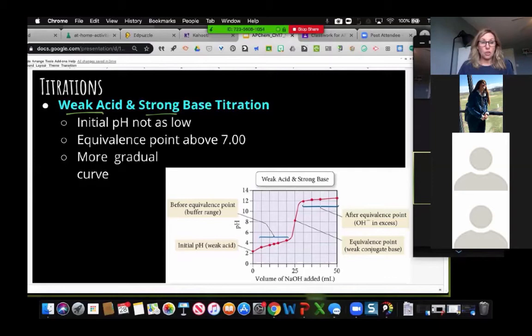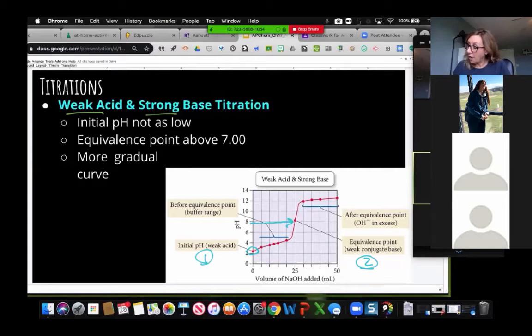There's three things that you're going to look for. Initial pH is not as low. On that last graph, the initial pH was below 2. On a weak acid, strong base, the pH is going to be between 2 and 4 usually. The second thing you're going to look at is the equivalence point. On this one, the equivalence point is usually 8 or above. Usually it's right around 8, but it's definitely above 7. So you're not going to see it right at 7, you'll see it above.